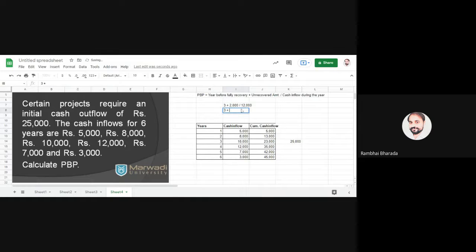So 3 plus 2 upon 12, how many? 2,000 upon 12,000. It's 0.1667 like this. So ultimately the answer is 3.1667 years.